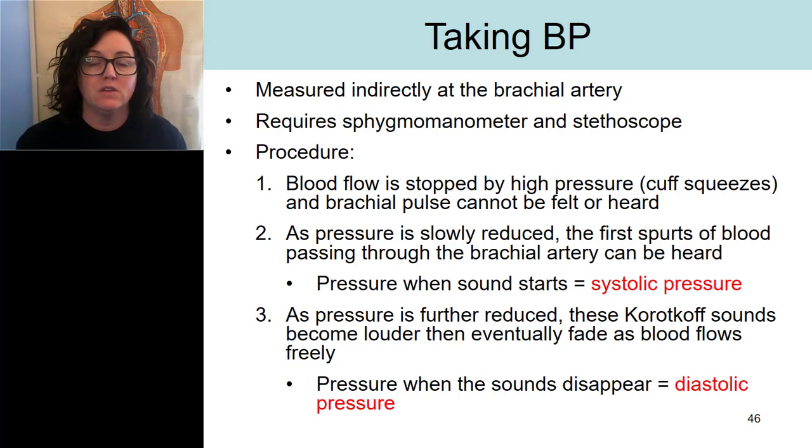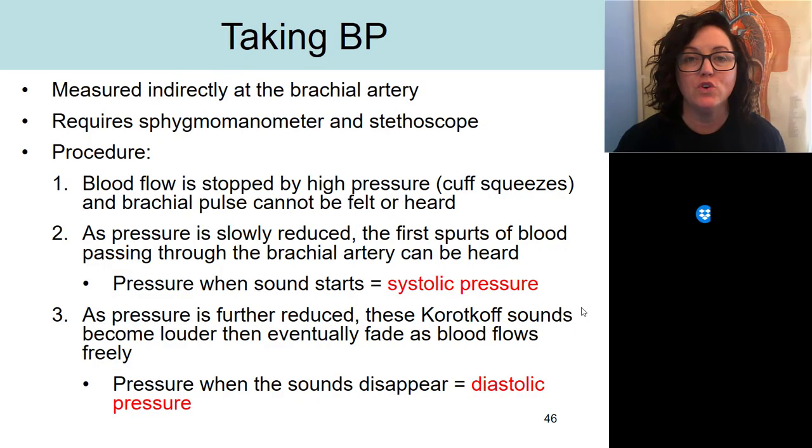As you continue to listen, the sounds will begin to fade, because the blood is beginning to flow without any turbulence. Right before the turbulence is completely gone is when you hear your last sound, and that is going to be your diastolic pressure. So you check the pressure with that last sound, and that's your diastolic pressure. We usually state blood pressure as the systolic pressure over the diastolic pressure. So for example, 120 over 80. 120 would be the systolic pressure, and 80 would be the diastolic pressure.